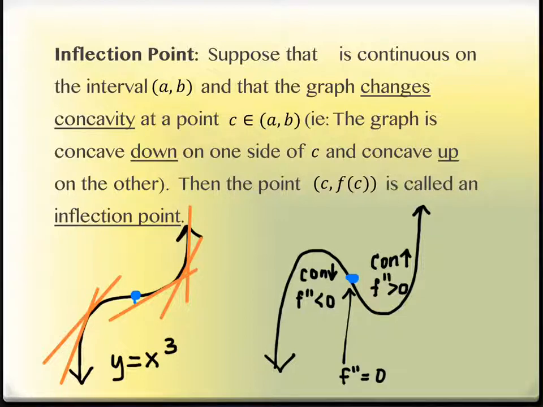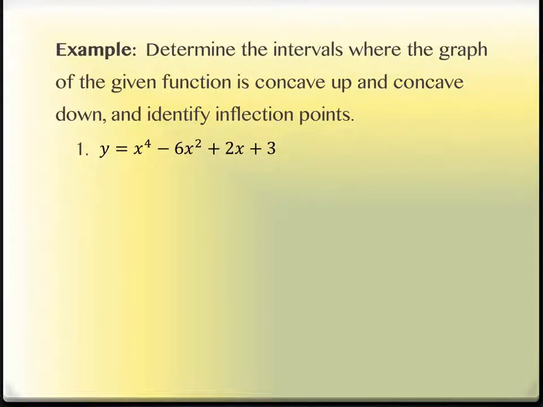Okay? We do have the possibility that it does not exist as well. We could have something like an asymptote there. That would be a possibility. All right, so let's take a look at how this actually works in terms of a graph. This example wants us to determine the intervals where the graph of this function is concave up and concave down, and then identify any inflection points.